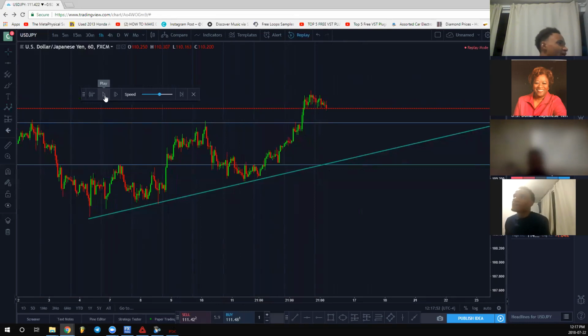And I also want to point out that whenever it's an uptrend, your trend line is below. Whenever it's a downtrend, your trend line is above. Because you're trying to confirm your bias.